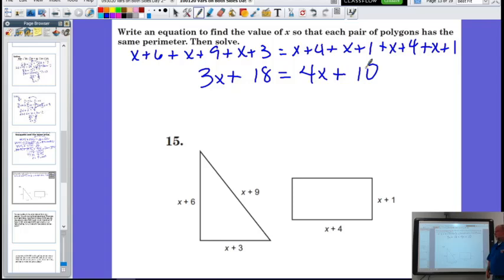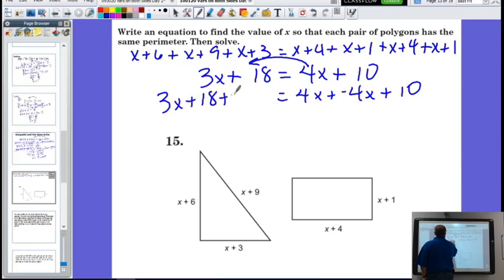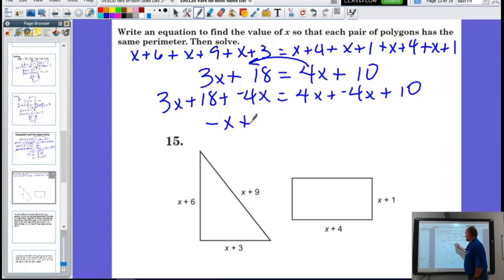Okay, so let's see how you did. I'm now going to move this 4x over to be with the 3x. So I go 4x plus negative 4x plus 10. On this side, I've got 3x plus 18 plus negative 4x. And then now I simplify. So the 3x and the negative 4x make negative 1x, or negative x, plus 18 equals. My 4x's go away and I'm left with 10.